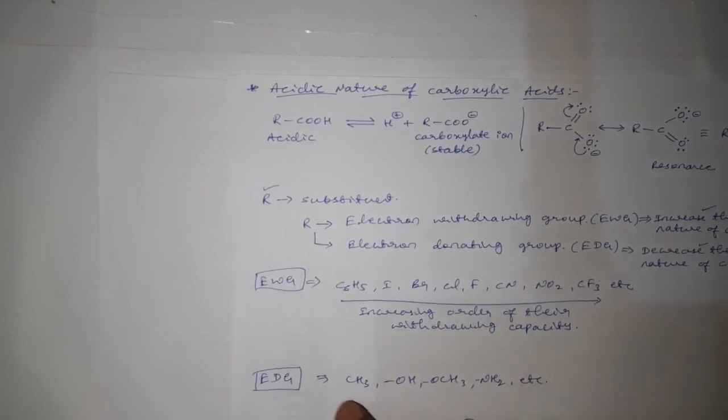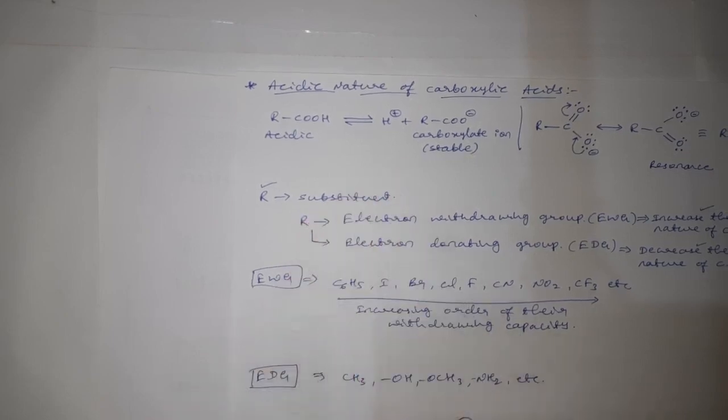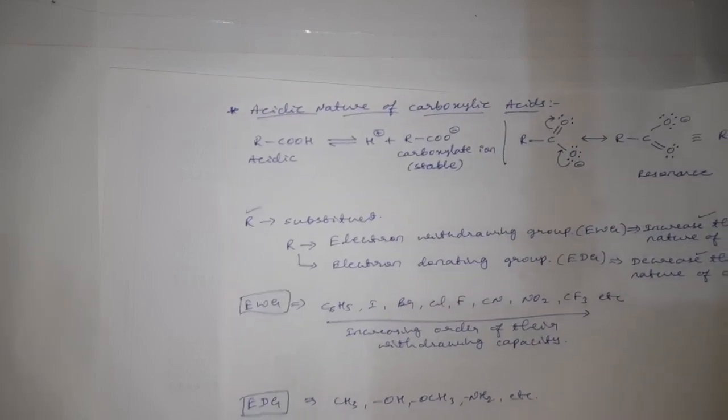Okay, these are some examples of electron donating groups. If these groups are present as a substituent in a given carboxylic acid, then they will decrease the strength of the carboxylic acid in which they are present. Now let me explain how these electron donating and withdrawing groups affect the strength of a given carboxylic acid.